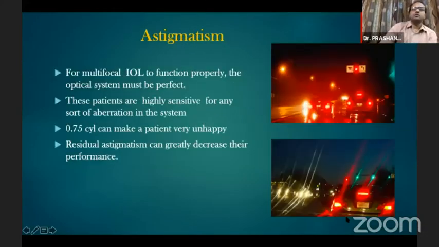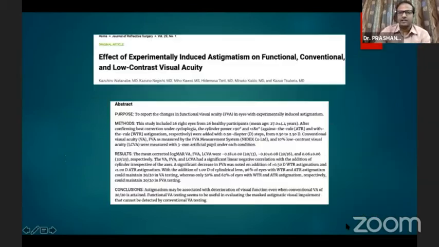So the second issue to be dealt with is astigmatism. For a multifocal lens to work perfectly, the optical system has to be perfect, and even the slightest amount of astigmatism can affect the vision significantly. Even 0.75 of cylinder can make a patient very unhappy. So residual astigmatism should be treated very aggressively.